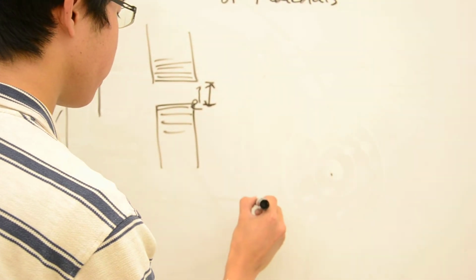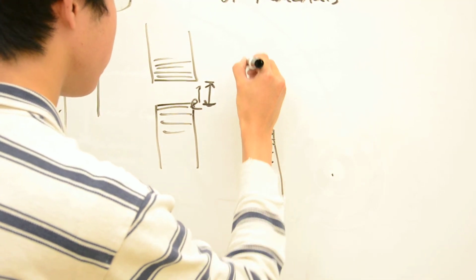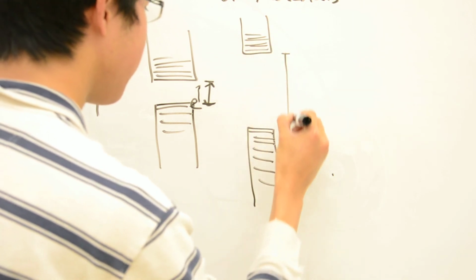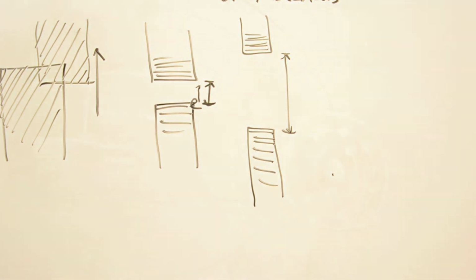And for insulators, the band gap is too large for an electron to be conveniently excited to the conduction band.